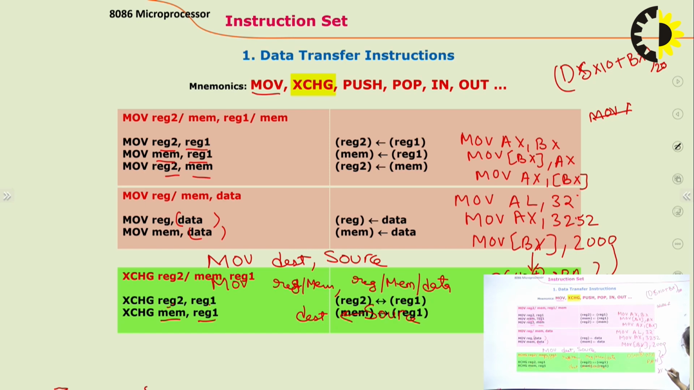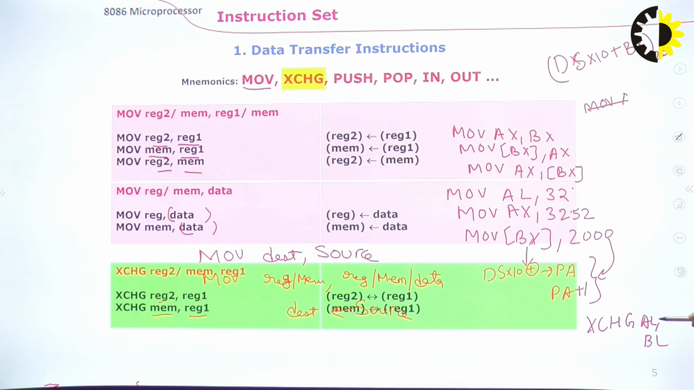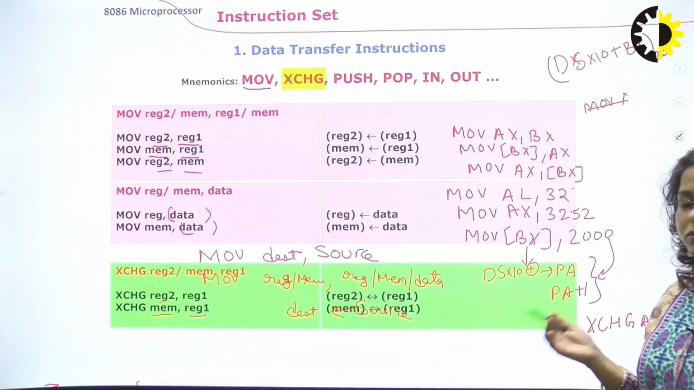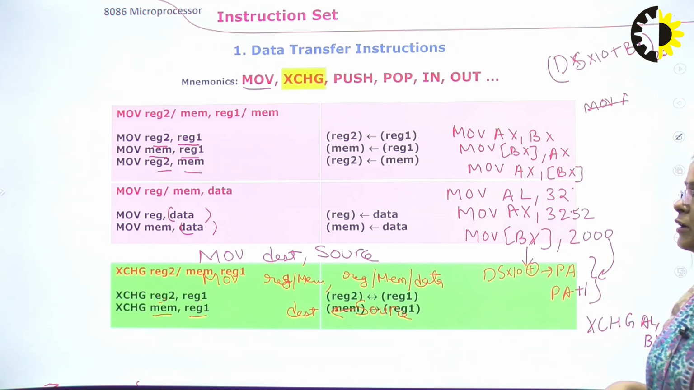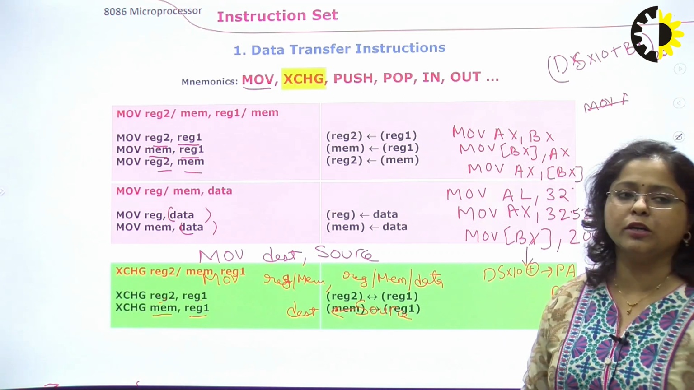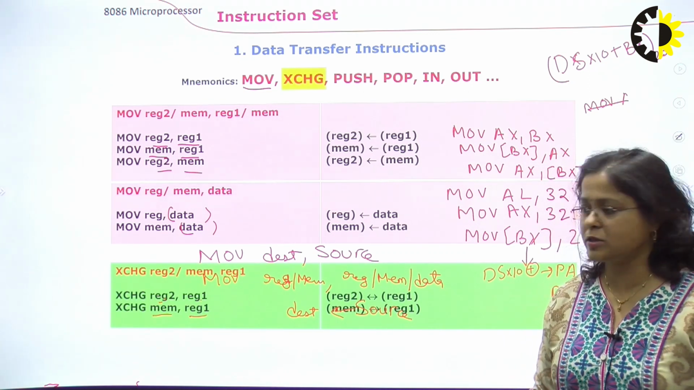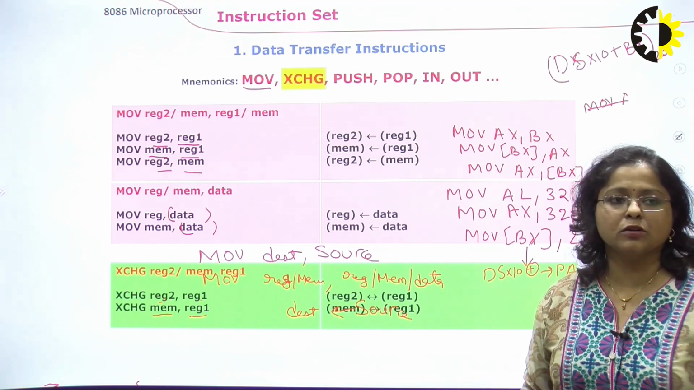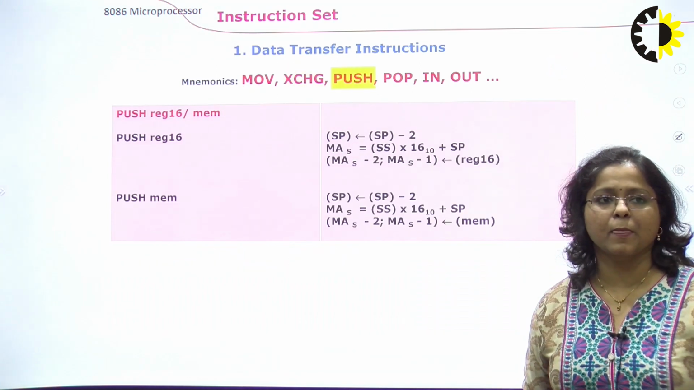For example, if we write exchange AL, BL, then the value of AL will be copied to BL and BL will be copied to AL. Whereas if we write move, then only the BL value will be copied to AL, but the reverse will not be true. So the exchange instruction is used to interchange the content of register to register or memory location.